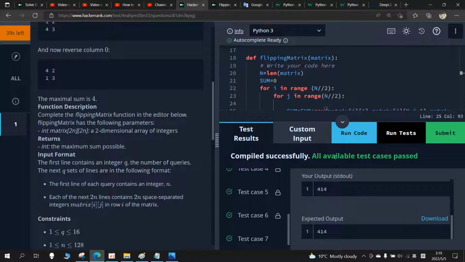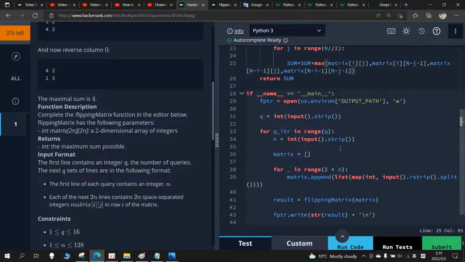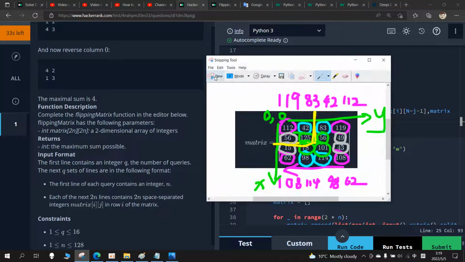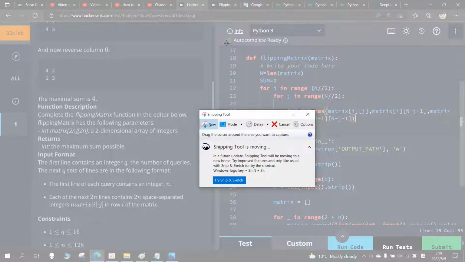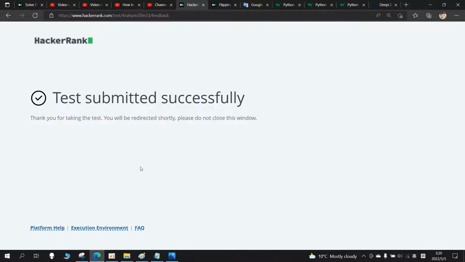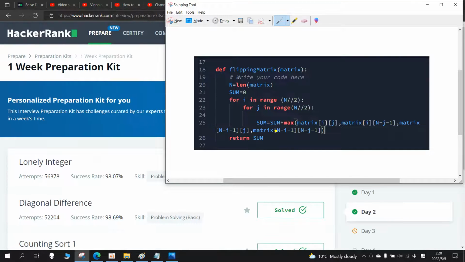Okay, it passed all of the tests. Now we have time. We have only 33 seconds left. Maybe I just quickly take a screenshot. Oh shit, it's gone. That's why I took the screenshot.